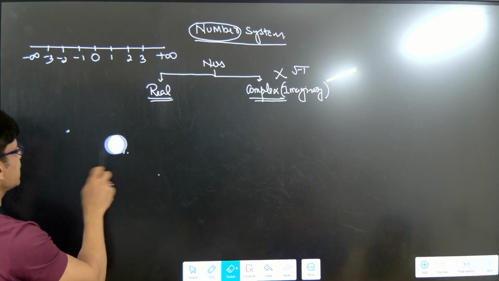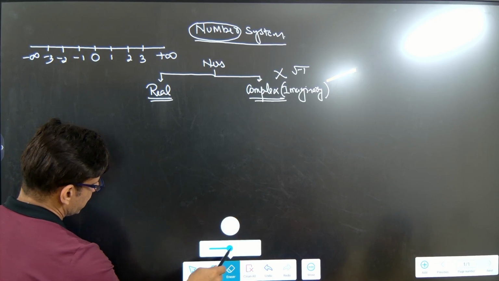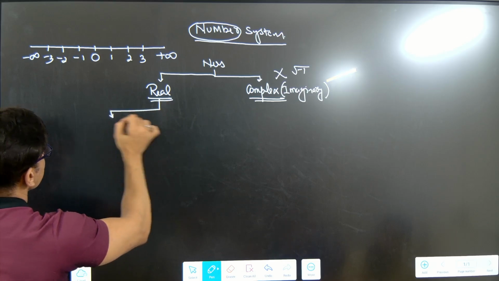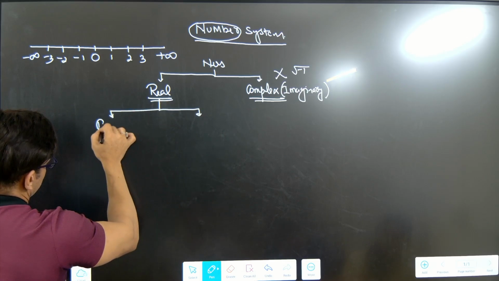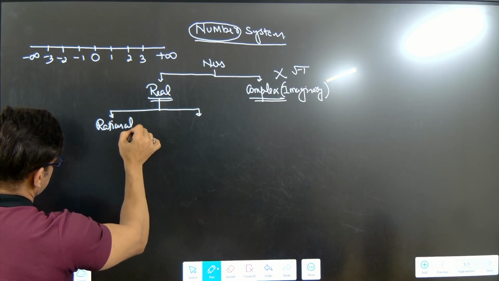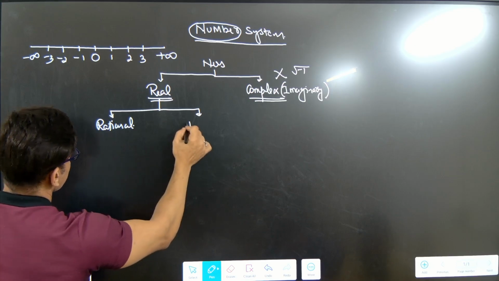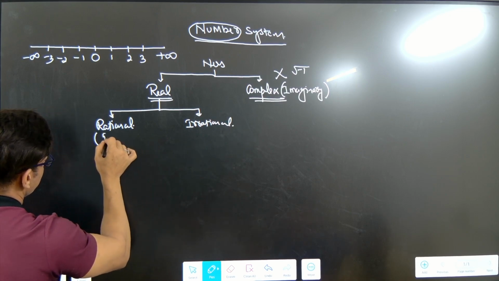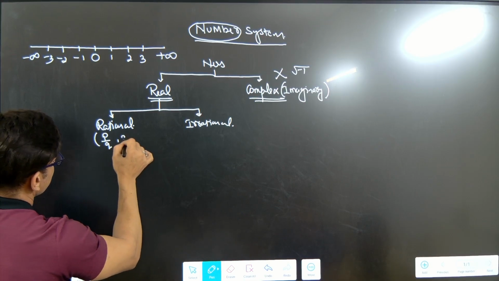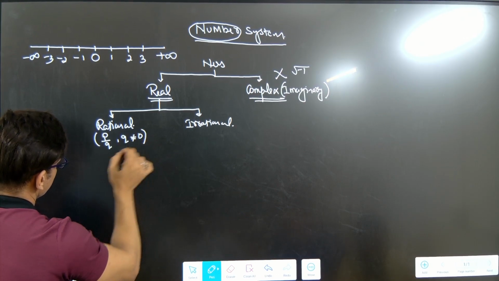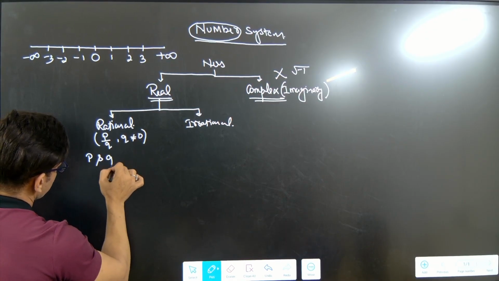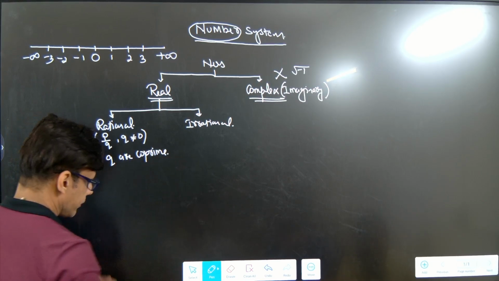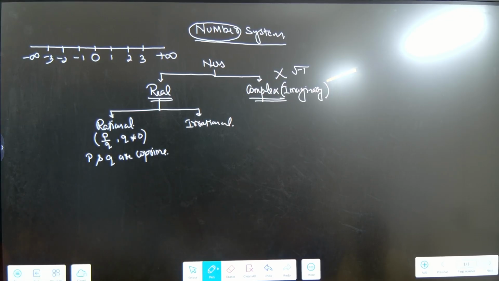Then, real numbers are further categorized into two types. Which are those two types? Rational and irrational. What is the rational number? Rational numbers are those numbers which you can write in the form of P by Q, and Q should not be equal to 0. Further understand, P and Q are co-prime, means they cannot be further cancelled.